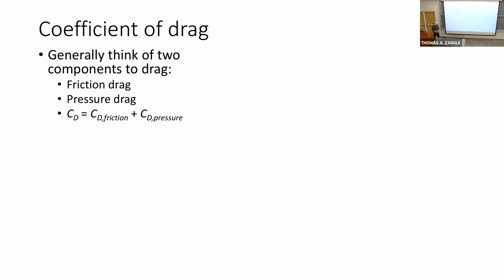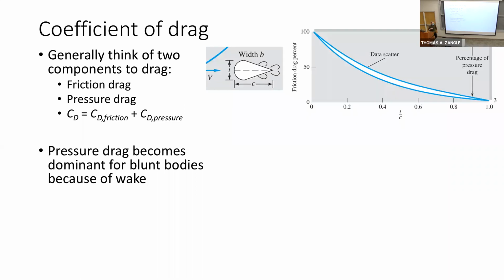So in the case of a sphere, for example, this is like the skin friction drag in that boundary layer towards the front of the sphere, and this is the pressure drag due to the size of the wake, causing a pressure difference between the front and the back of the sphere. So pressure drag becomes dominant for blunt bodies because of the wake.